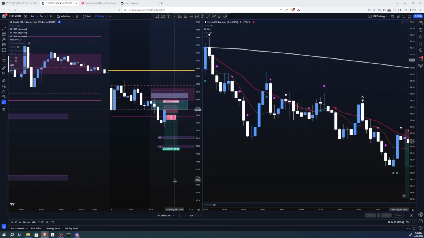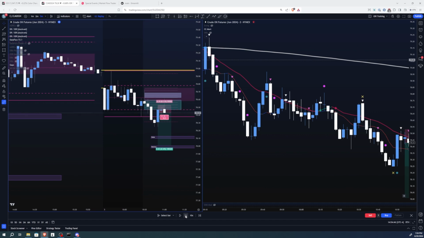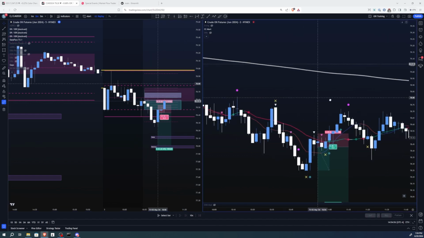Okay, so let's see what happens here. I don't know about this one. This is a little tricky to me. I don't know that I would have entered based on the color change there, but yeah. Boom. That's minus 1R. Todd, you're killing us. No, I'm just kidding. I would have been out for sure on that one. I'm just giving you a hard time.